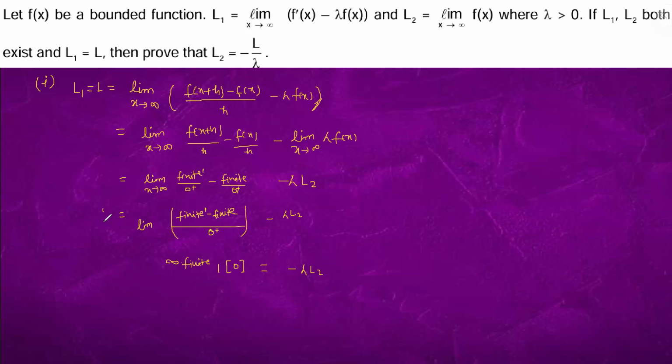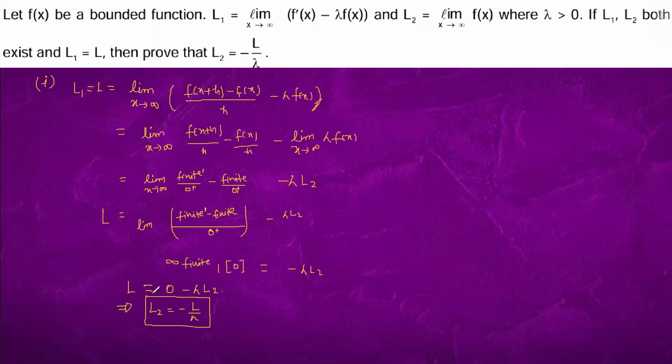But we are told that L is also finite. So in that case, finite dash minus finite will have to be 0. Then only we'll get 0 minus lambda L2 equals L1, which is L. Hence, L2 will be equal to minus L by lambda.